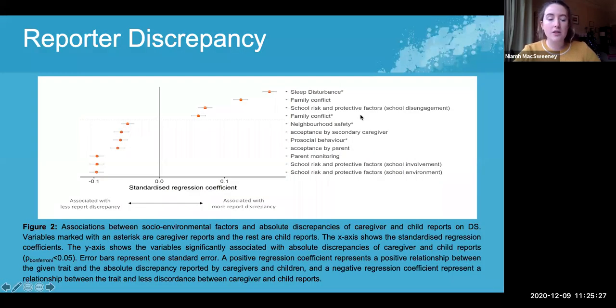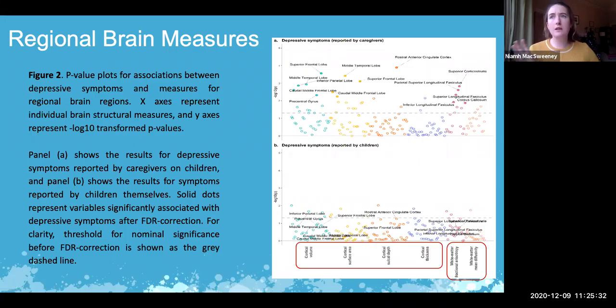Okay, so then in terms of our reported discrepancy, actually, sorry, before moving on to this, one of the main findings that we had in the study is that we saw more numerous and more significant associations between caregiver reports of child depression and brain associations. That was something that was quite interesting for us, and what is driving this association? So as an exploratory analysis, we looked at the factors that are influencing this discrepancy.